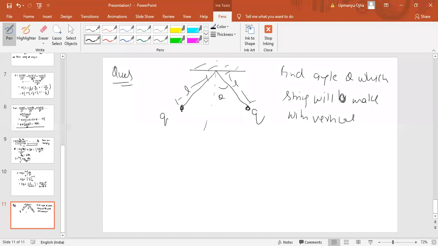Okay, now this is a length L. Fine, we have 2 point charges that are hanged with the help of an insulating string. Okay, so we need to find this angle theta. Now how will we solve this problem? First of all, these two charges will have mass also. Let us suppose they have equal masses. Okay, both are having equal masses.